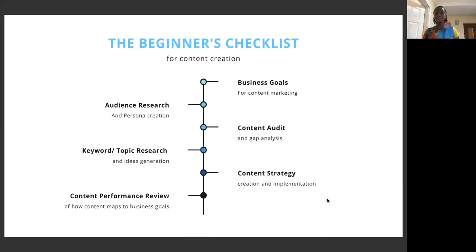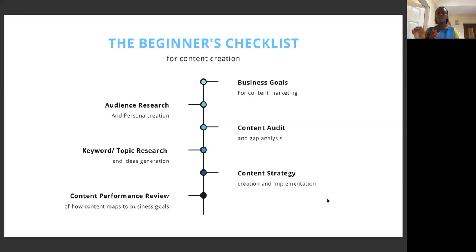So we are looking at the beginner's checklist for content creation. In the first session, we looked at creating business goals for content marketing. So this checklist is putting together everything we have done so far. So first of all, you want to have a goal for creating the content: brand awareness, drive sales, drive lead generation. There has to be a goal for your content creation efforts. And then you have to do some audience research and create personas. Last week, we looked at how to create the personas and then what a buyer persona is.